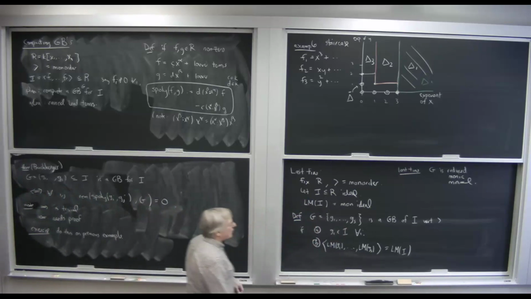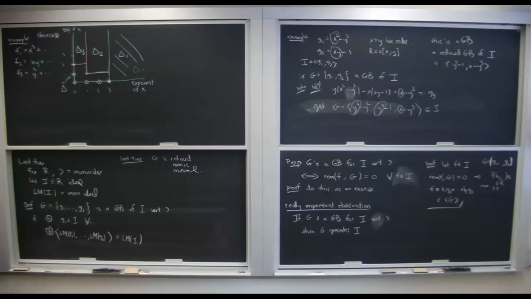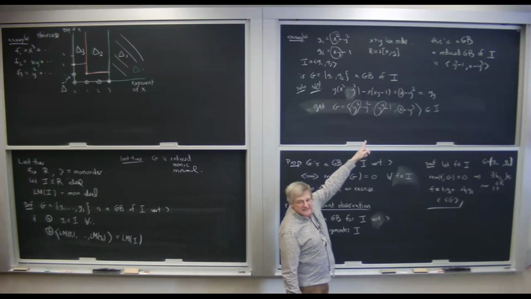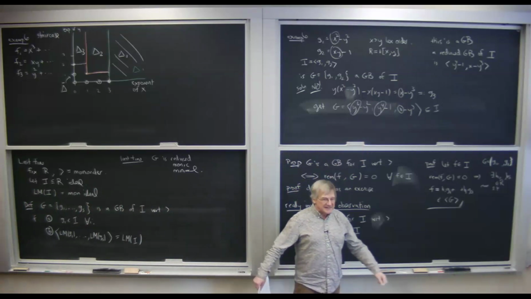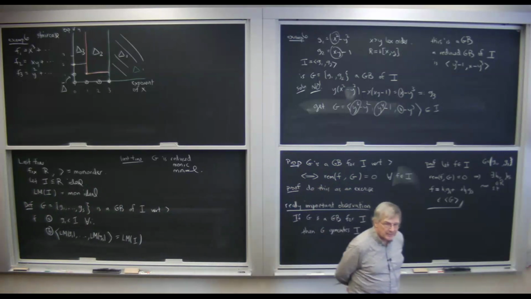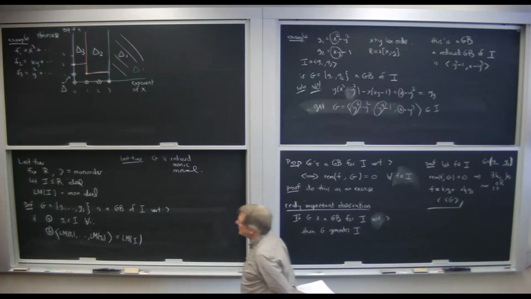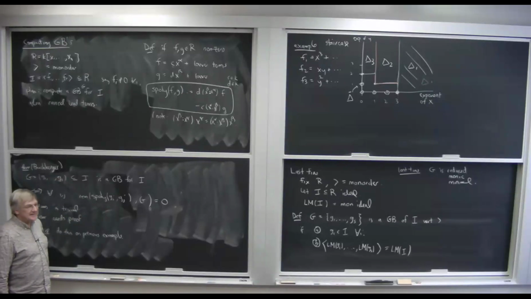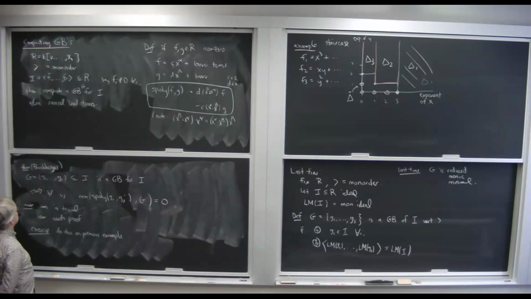Way over on the other board, I said that this was a Groebner basis up there. You need to actually now prove it. No. Actually, it turns out not, because if it is a Groebner basis, they will generate. So you do not need to assume that they generate. That's a good question.